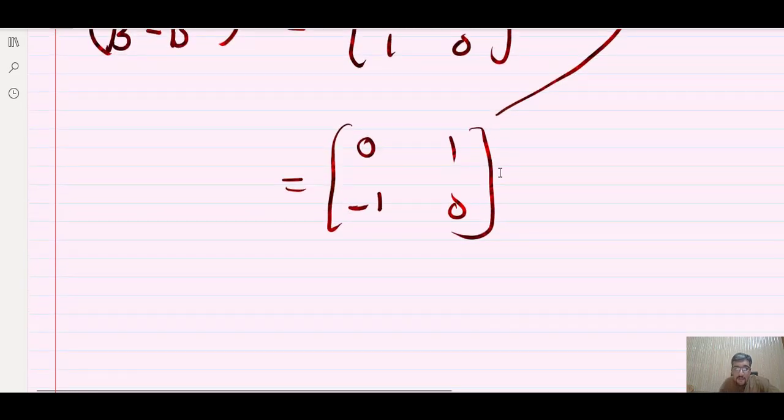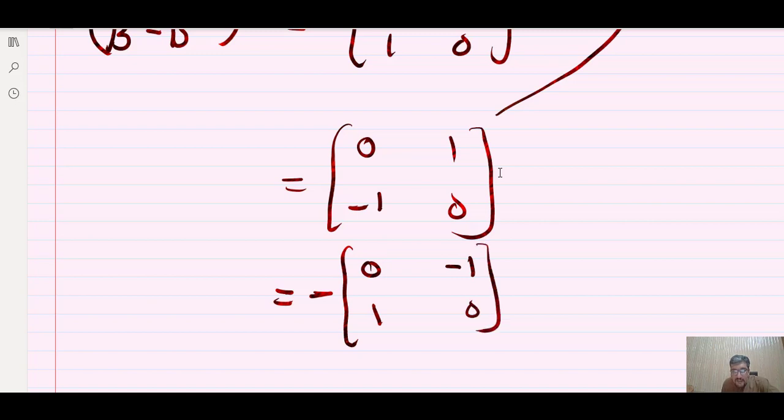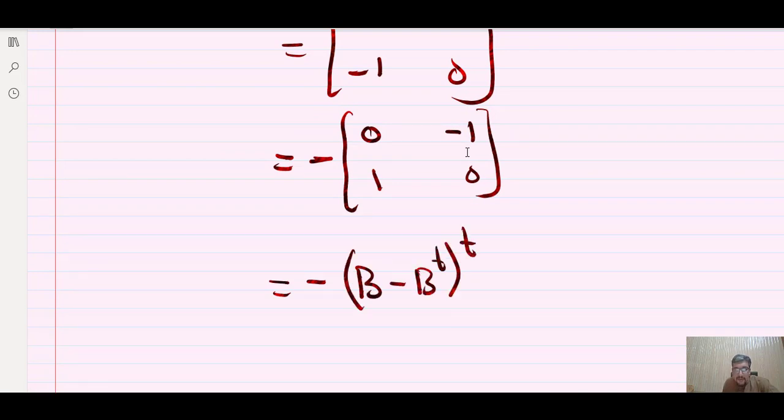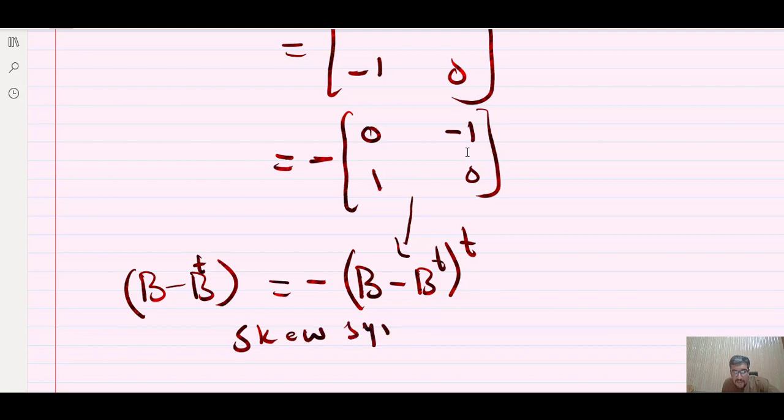So what you have to do, you have to take the minus common or multiply it with minus. So you will change the signs. It will become now minus B, this term, because this is equal to this one. We have taken the transpose, minus is here, so they are now the same. So it is known as skew symmetric.